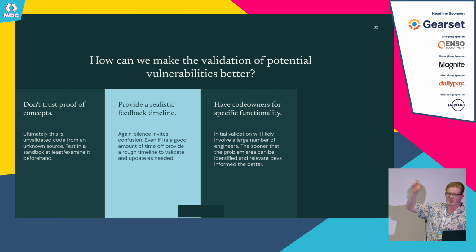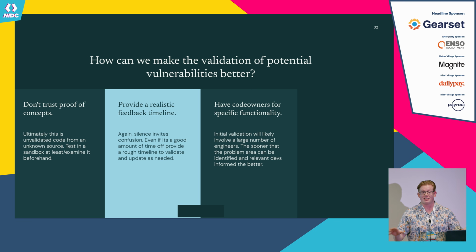Having code owners for specific functionality. I don't know if anybody here has ever been in a meeting where they are discussing ownership over a rather serious vulnerability that has been reported to them. Those meetings have a huge number of very senior engineers in them, and none of them want to admit that the problem is in their area. Those conversations get heated very quickly, and they're ultimately super expensive and often not very productive.